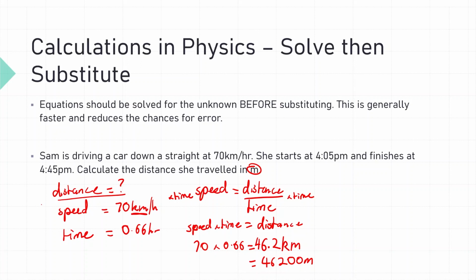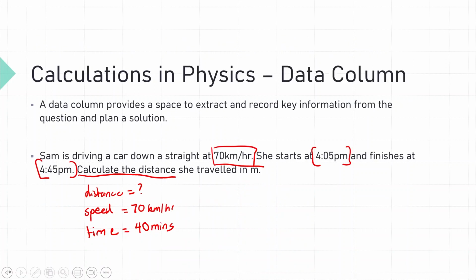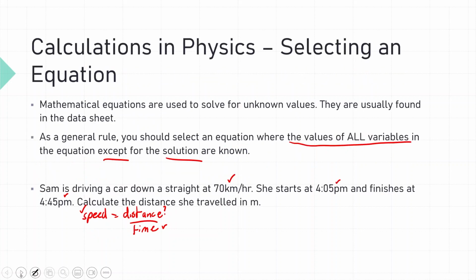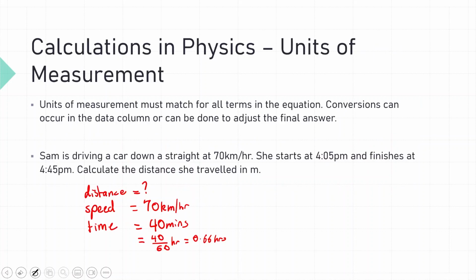So just to quickly recap, when completing calculations in physics, some things that you really want to be mindful of as you're doing it is to make sure that you put down a data column to extract all the key information out of the question so that we can make a plan of attack. That plan of attack usually involves selecting an equation or a set of equations that you can use to then make a calculation, remembering that you want values for all of the parts of the equation except for the one that's unknown. We then need to make sure that our units of measurement are working.